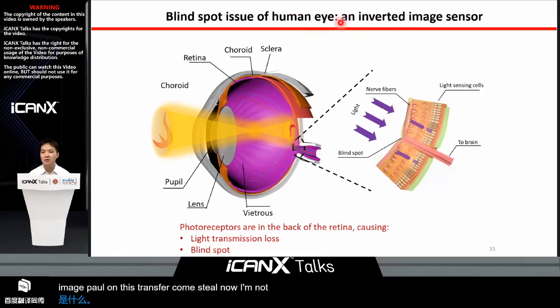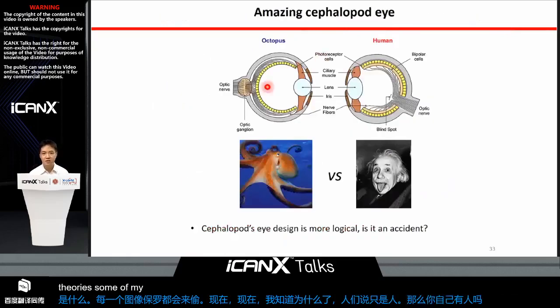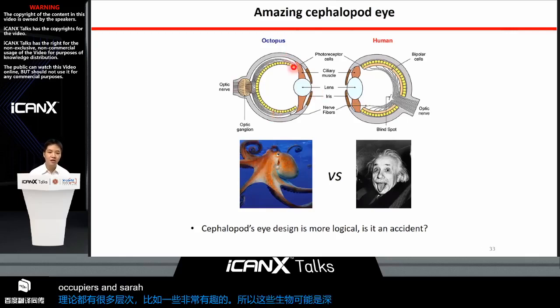Normally people say our human retina is an inverted image sensor, but not all retinas are inverted. Some lower-level animals, like cephalopods, are very interesting. These creatures live in the deep ocean, like squid, octopus, etc. If you look at their eye and retina design, it's actually more logical than our design.